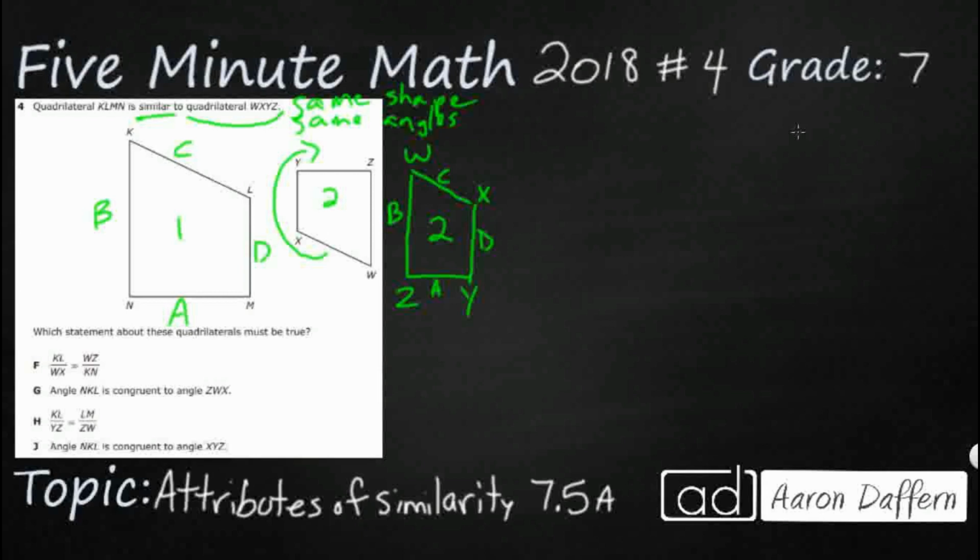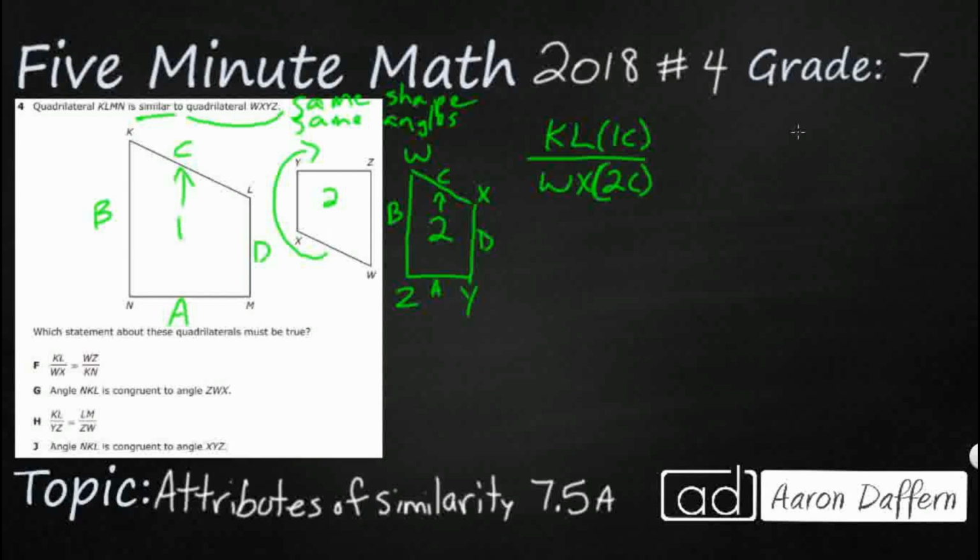So look at KL over WX. KL is shape 1, side C. It's this one right here, so I'm going to put 1C right there. And WX does look like the corresponding side right there. It's side 2C. All right, so that's good.